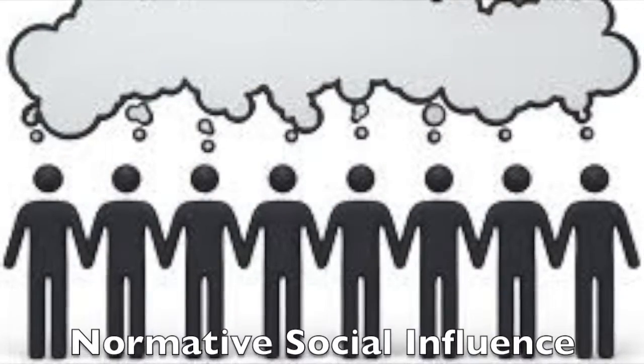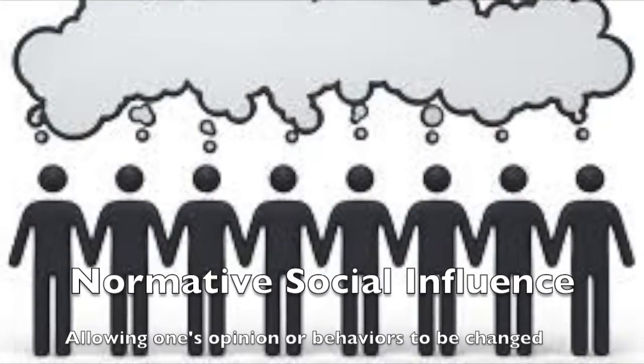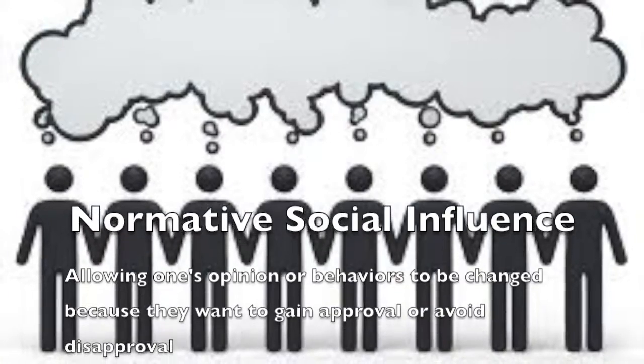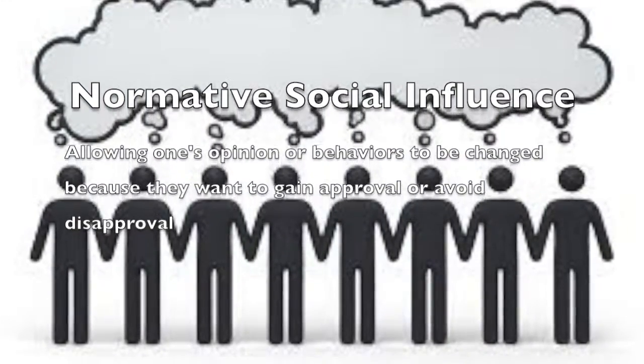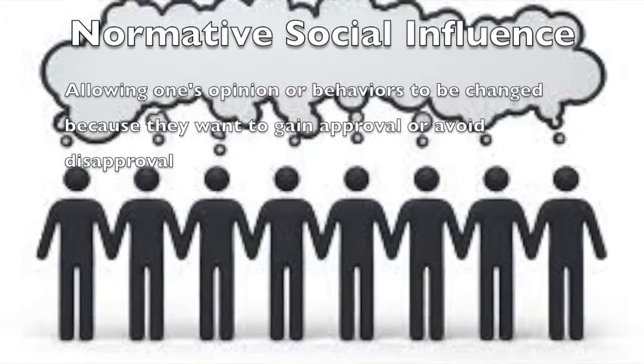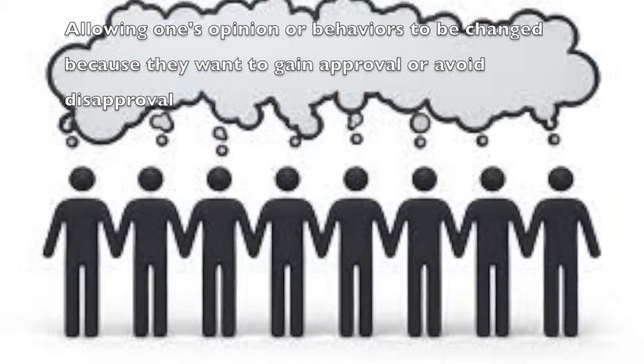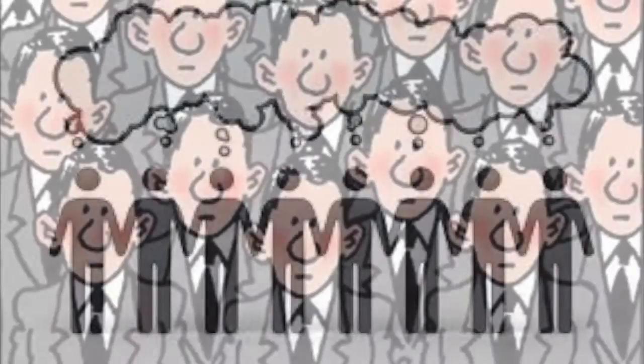Normative social influence is when a person changes their opinion or behaviors because they want to gain approval or avoid disapproval from their peers. This relates to our experiment because we wanted to test if people would act interested in the glasses because they wanted others to think that they were knowledgeable about modern art.